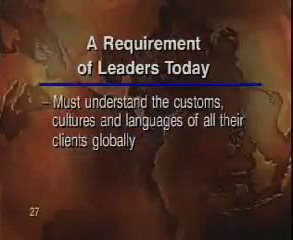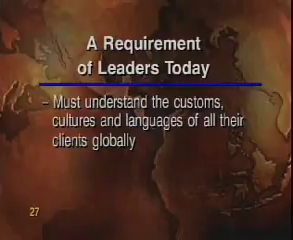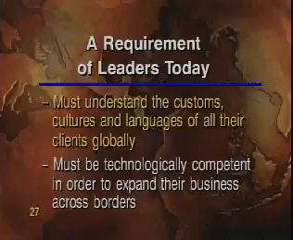Frankly, I do not think it is possible for any organization to grow in today's vibrant international marketplace unless its leaders are skilled practitioners in the art of global leadership. This means that leaders, especially senior leadership, must understand the customs, cultures, and languages of their clients. They must be technically savvy in the use of the internet in order to expand their business beyond their borders.